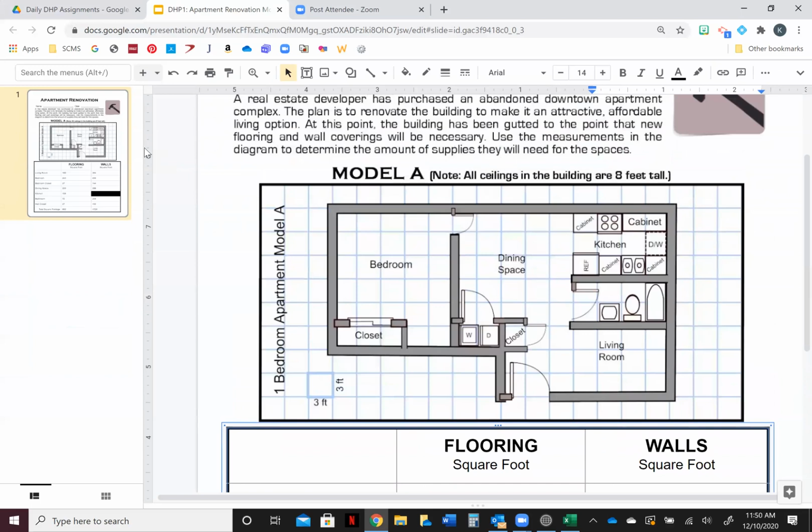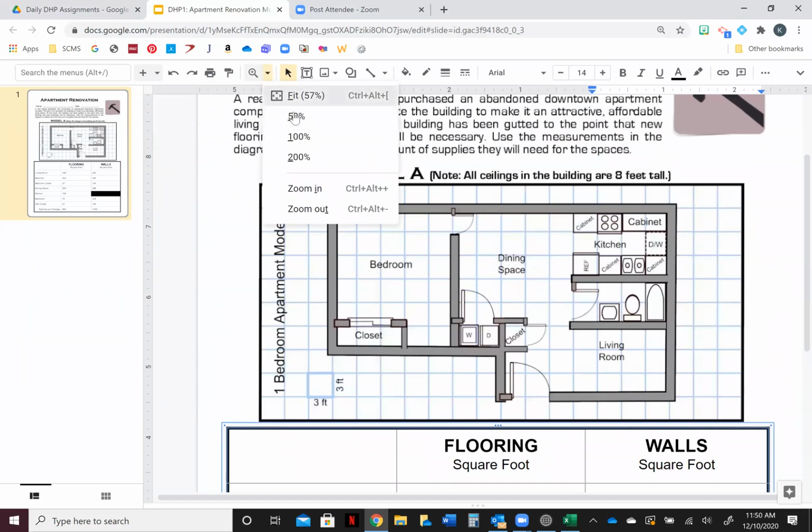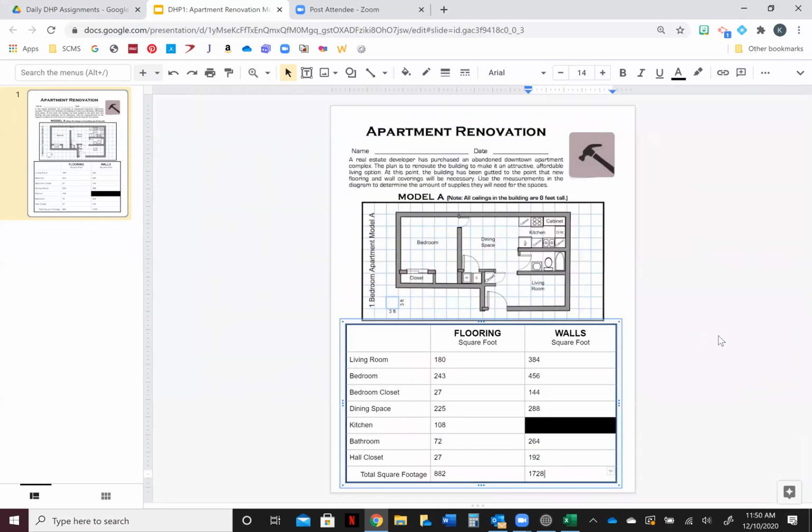All right, let me go ahead and zoom back out for this one. So this is what you need to get completed for today. Tomorrow you're going to have a similar one. It's going to be called Apartment Renovation Model B. And this one you need to do on your own. If you get stuck or aren't sure about something, you can always come back to this video to help if you need it.